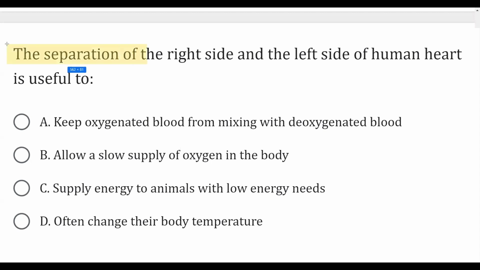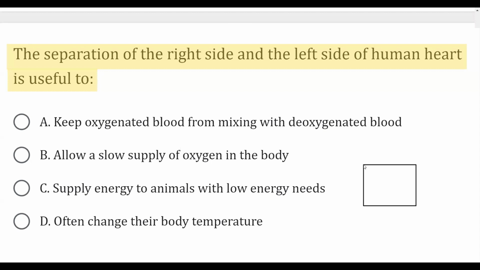The next question says that separation of the right hand side and left hand side of the human heart is useful for what? So let's say I make four chambers like this of the heart. We know this is the left atrium, left ventricle, right atrium, right ventricle, and there is a wall separating them. That's called the septum.